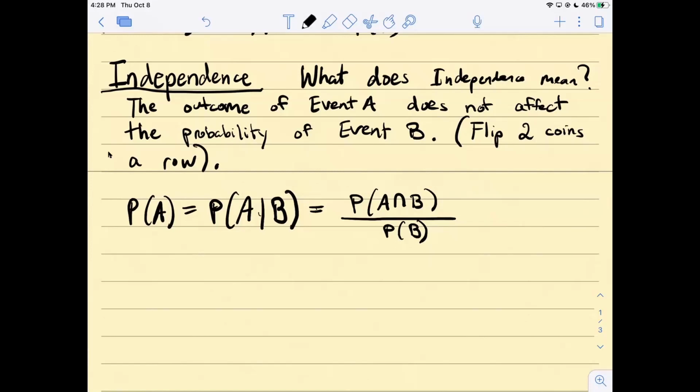Okay, so rewriting this, you can get this rule, which we call the multiplication rule. So you have P of A. This is the definition. This is a math definition. Let me rewrite this here.